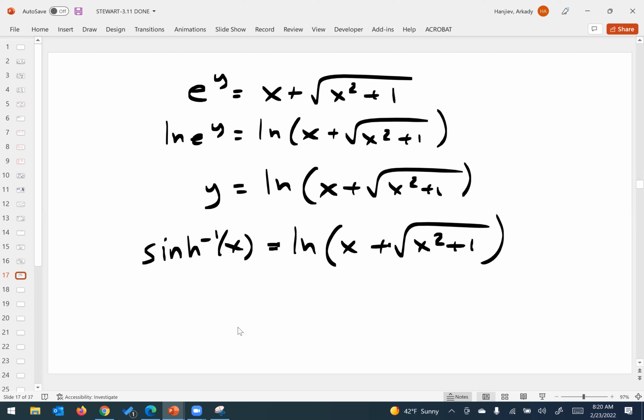That's what it was equal to. Perfect. Boom. We derived the formula for inverse hyperbolic sine. Are we good? Super cool.